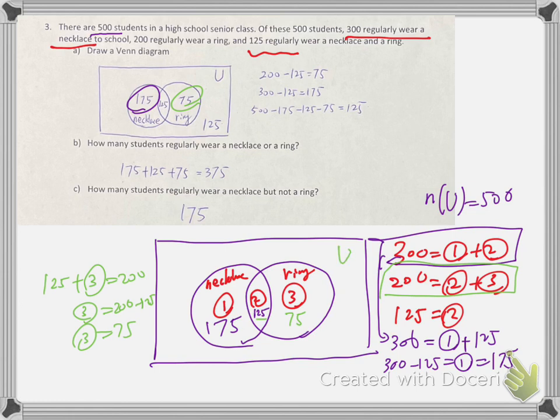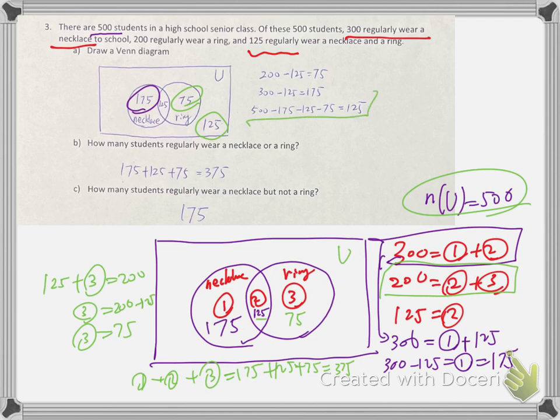After you make this new diagram, now what's outside these 2 circles? You have to add 1, 2, 3. So 1 plus 2 plus 3 now is 175 plus 125 plus 75. So this is 375. Outside this means the total 500 minus 375, we got 125 there.